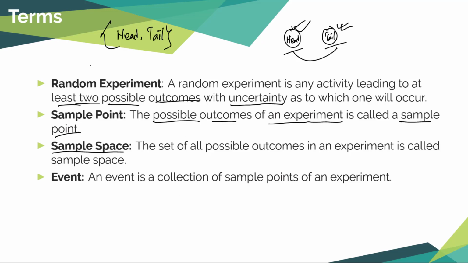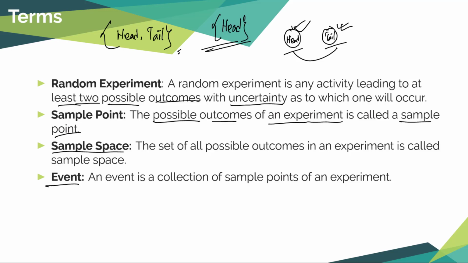And if you collect some sample points and make another set, that will be called an event. An event is a collection of sample points of an experiment. That event can be a collection of a single sample point also. So in this experiment, if I write down a new set, just writing down head, then this will also be called an event. This is called the event of head.